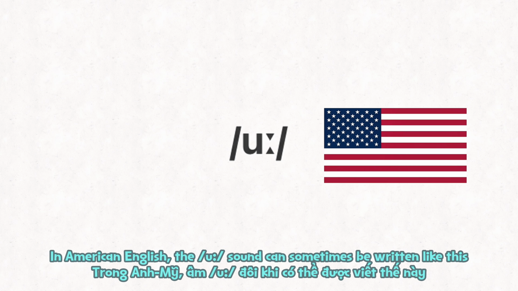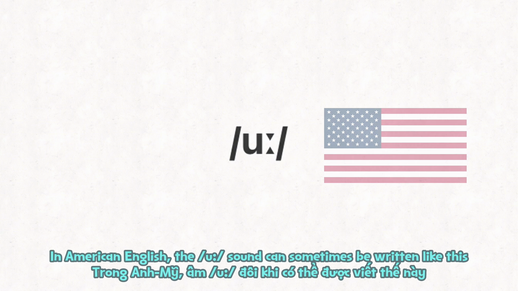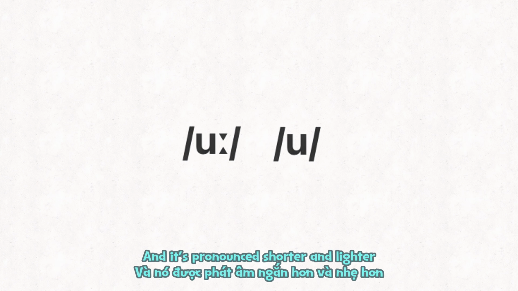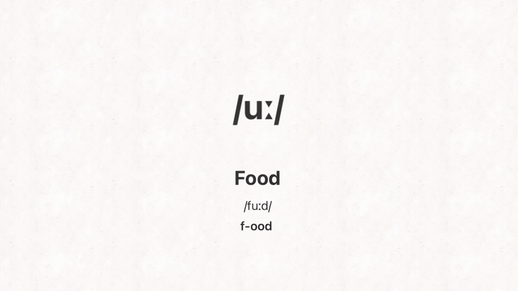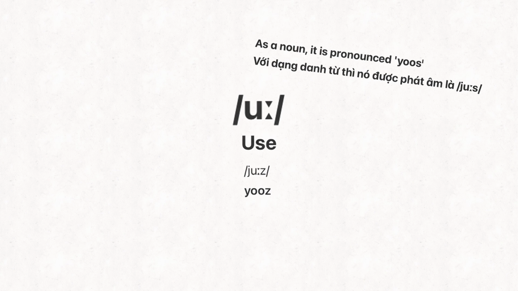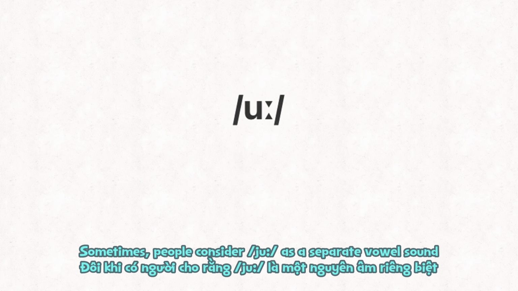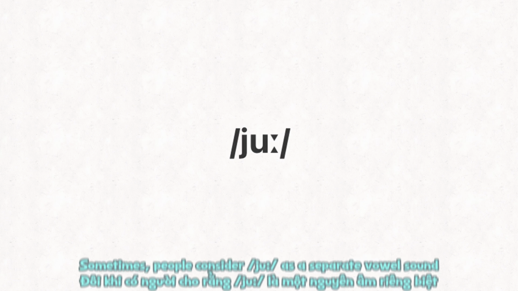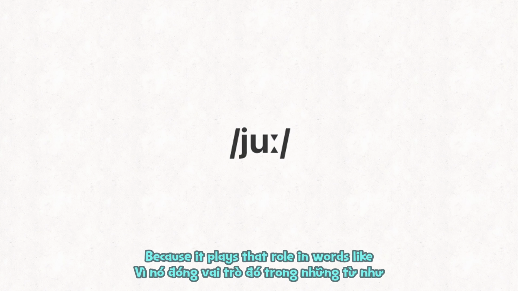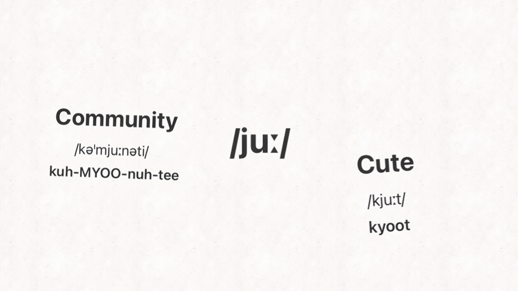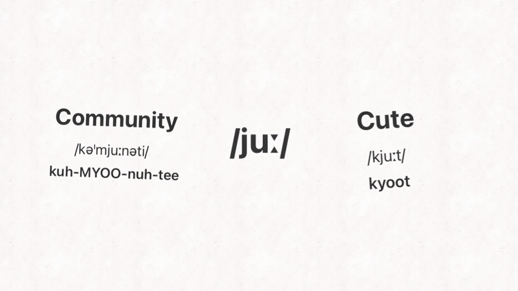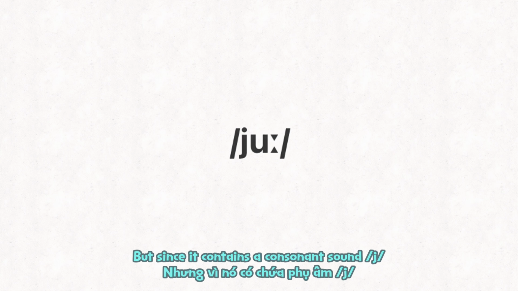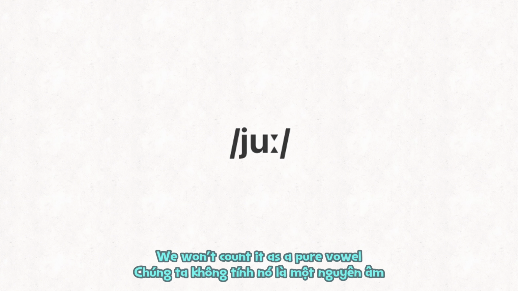Oh, almost forgot. In American English, the oo sound can sometimes be written like this. And it's pronounced shorter and lighter. Food. You. Use. Sometimes people consider you as a separate vowel sound because it plays that role in words like community, huge, etc. But since it contains a consonant sound, yeah, we won't count it as a pure vowel.